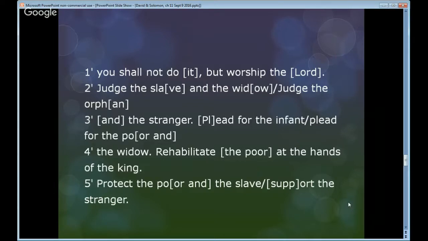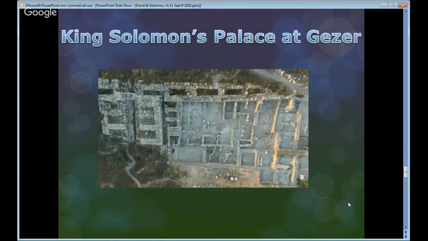And it is very likely that they stemmed from a prior written document, i.e. the Torah that was given at Sinai. So the next thing we're going to look at is going to be King Solomon's palace at Gezer.